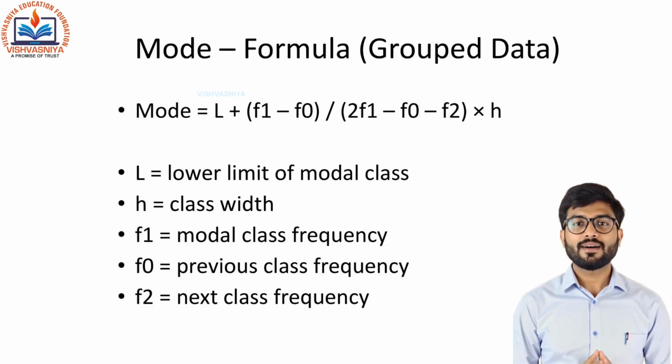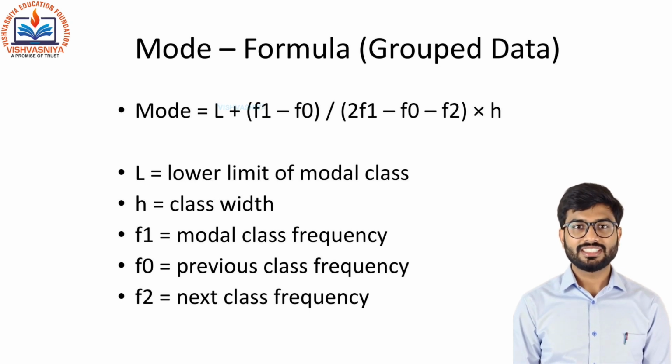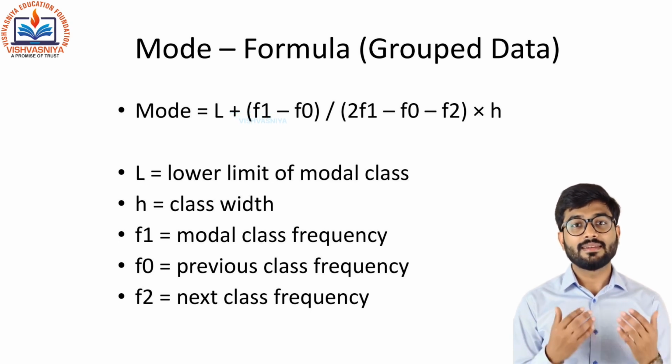For group data, we use a formula: mode equals the lower limit of the modal class plus the difference between the frequency of the modal class and the previous class divided by twice the frequency of the modal class minus the previous and next frequencies, multiplied by the class width.